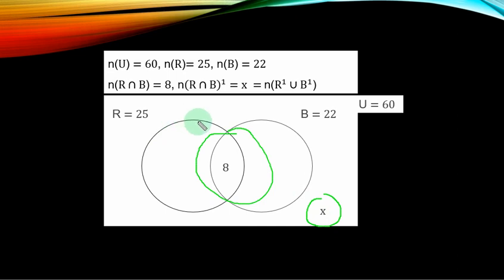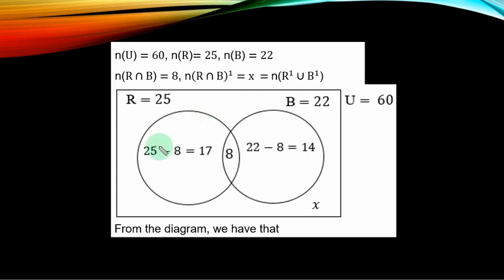Next thing is to get only rice. To get only rice, you have to subtract 8 from 25. That is this part like this. And to get only beans, you have to subtract 8 from 22. You get this part.